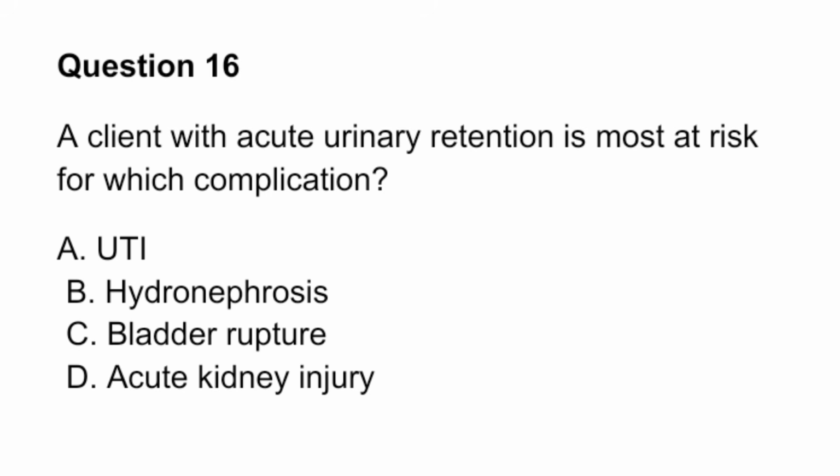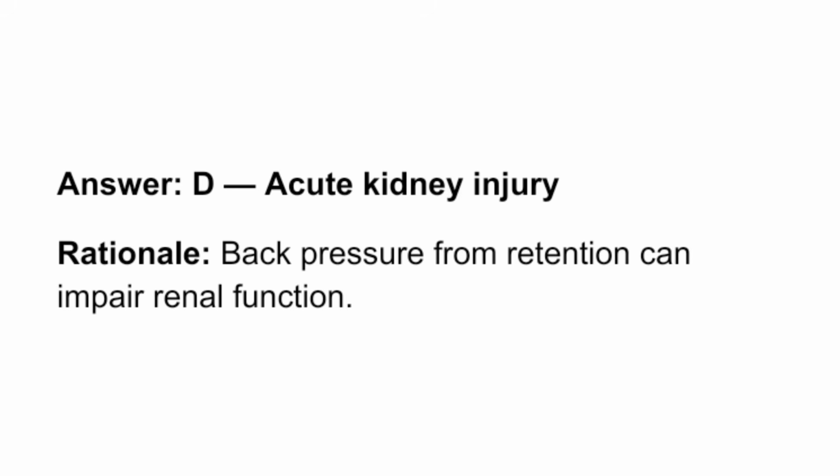Question 16. A client with acute urinary retention is most at risk for which complication? A. UTI. B. Hydronephrosis. C. Bladder rupture. D. Acute kidney injury. The answer is D. Acute kidney injury. Back pressure from retention can impair renal function.